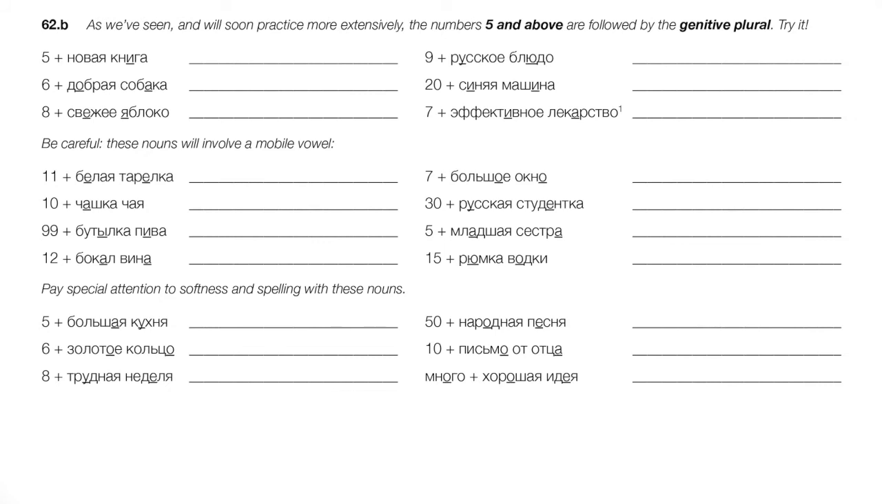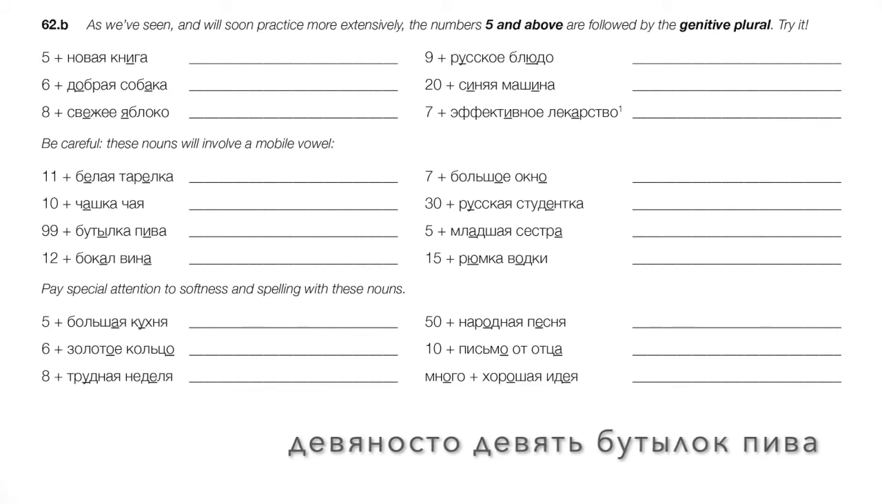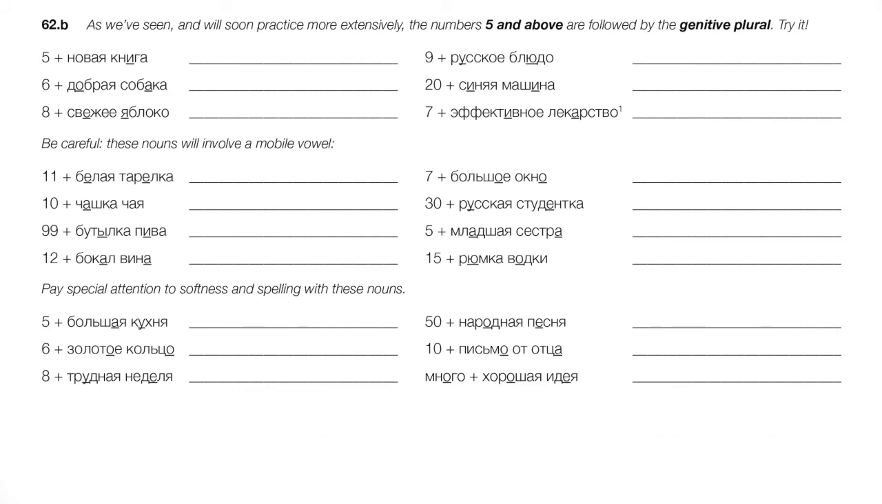99 bottles of beer on the wall. 99 бутылок пива, right? 99 bottles of beer. By the way, note when we're specifying the liquid, a cup of tea, a bottle of beer, a glass of wine, that of wine portion is not changing. That's not going to become plural. Only the how many cups or bottles or glasses we have. So 12 glasses of wine.